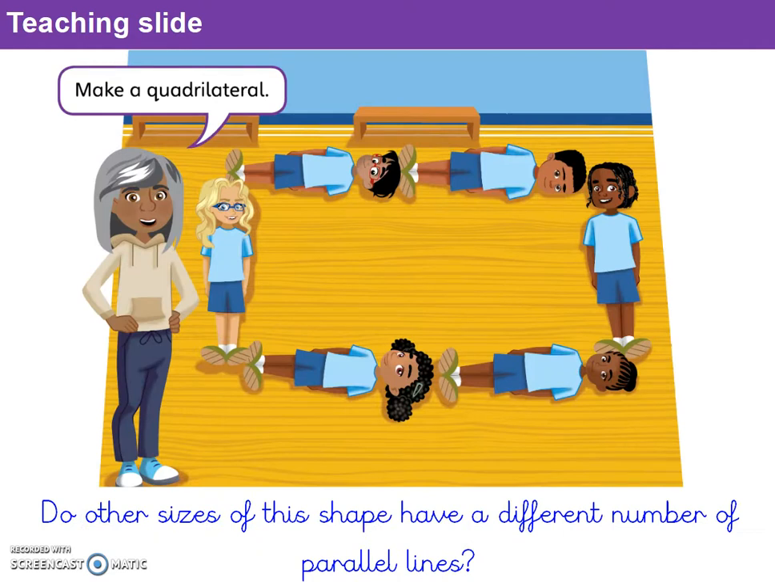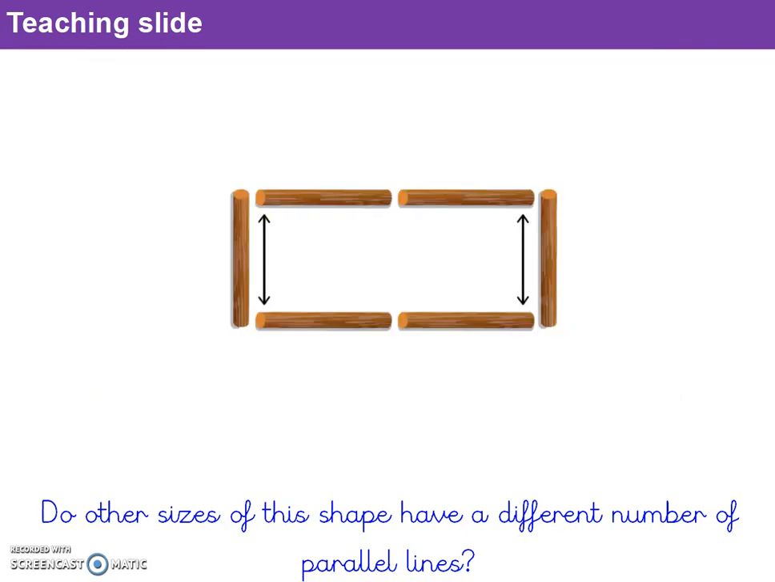For question 1b, we were asked, do other sizes of this shape have a different number of parallel lines? And here you can see our original shape of 1 unit high and 2 units wide, and this has opposite sides which are parallel, so there's two pairs. There's the pair of vertical lines that are parallel and the pair of horizontal lines that are parallel.